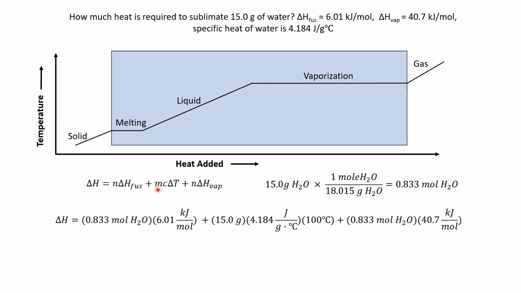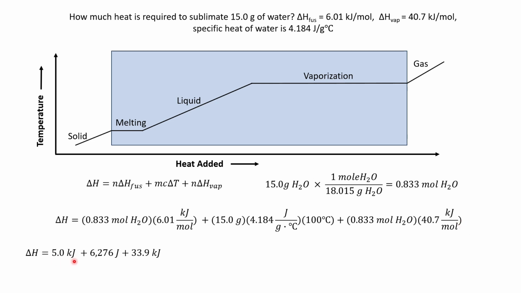My second term here, of course, I need to use the mass of water. That's 15 grams times the specific heat of water, which the problem gave me as 4.184 joules per gram times degrees Celsius. And my change in temperature to go from my melting point to my boiling point for water, of course, is 100 degrees Celsius. That is my second term. Now for my final term, I'm using my heat of vaporization. Again, I'm using my number of moles of water, my 0.833, times my heat of vaporization, which is 40.7 kilojoules per mole.